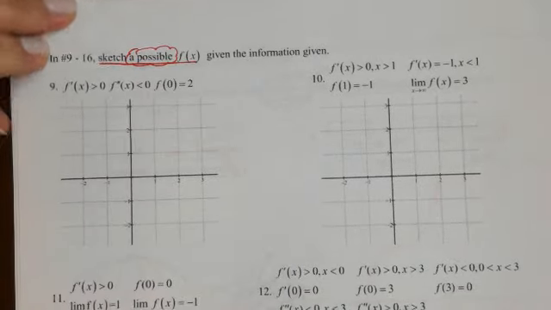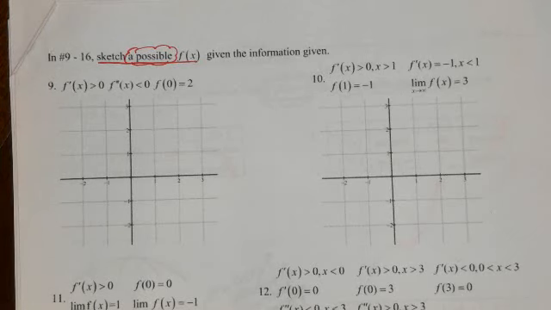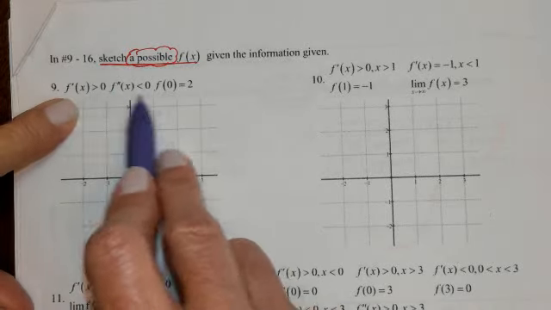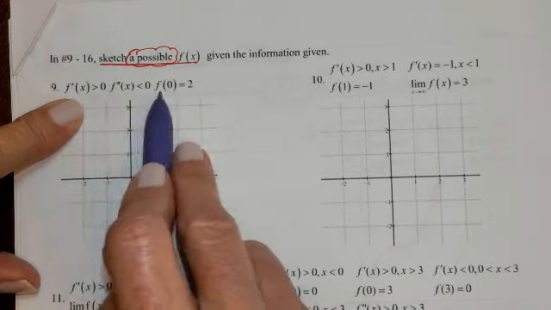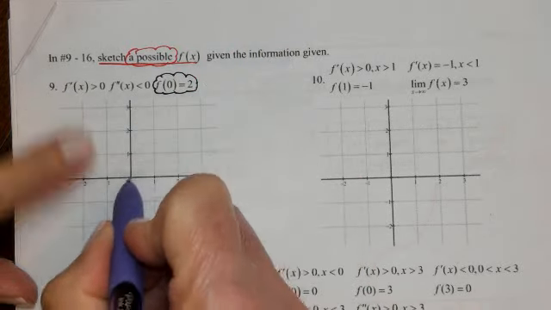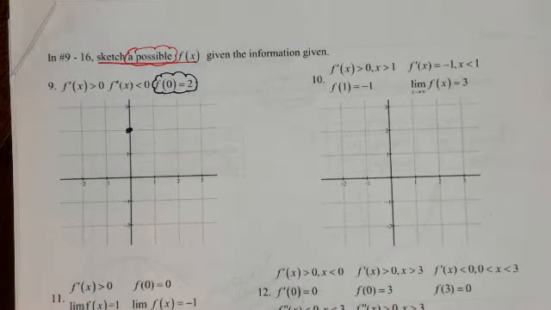Okay? So, number one, you always look to see if they gave me a point, because if they give me a point, I definitely want to put that on the graph. Sometimes they won't, but sometimes they do. So I'm going to start there. Let's take a look at number 9. So in number 9, they give us a point. f of 0 is 2, so the point (0, 2) is on the graph. So start there.